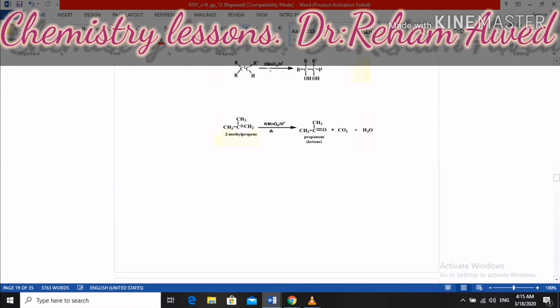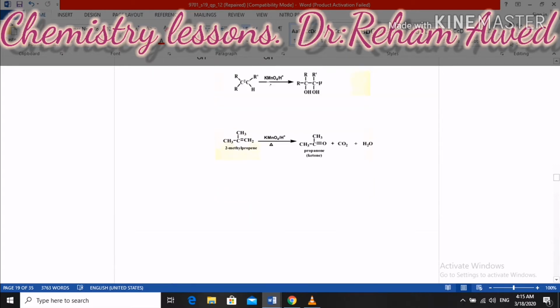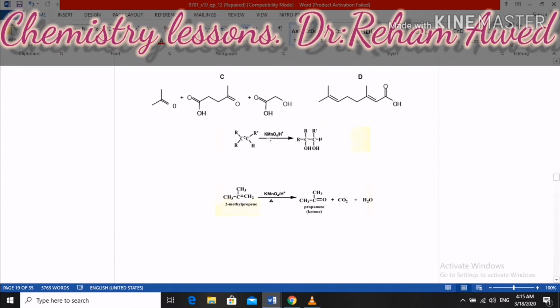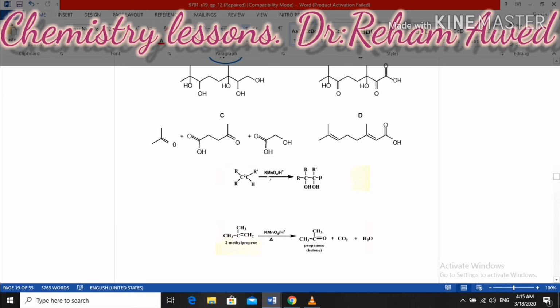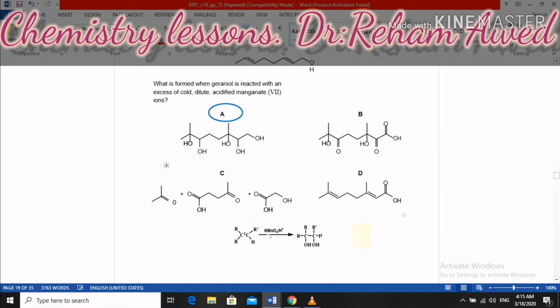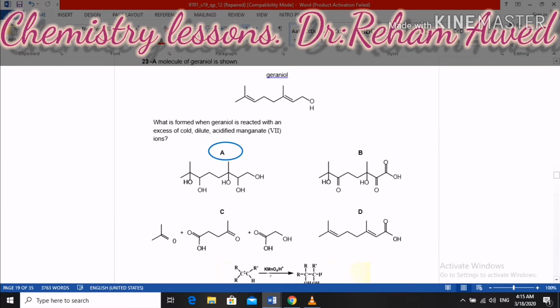Question number 20. So we have propanone plus carbon dioxide plus water. If we come back to our question, we will break the double bonds in our compound and add new alcohol groups. So add OH, OH, OH, OH. So the correct answer will be A.